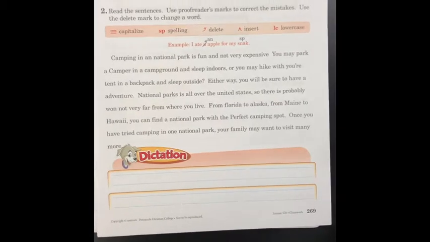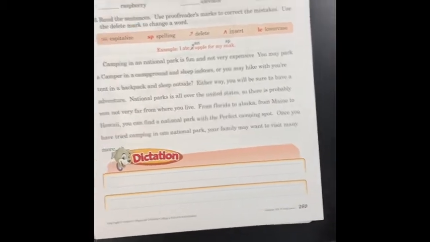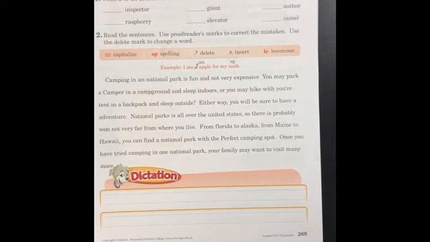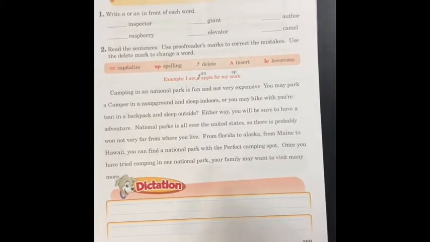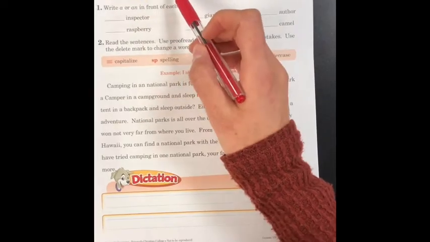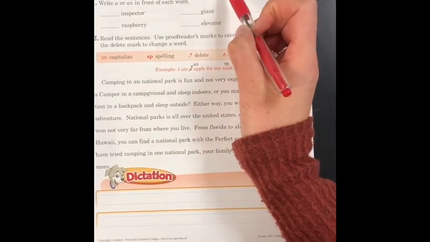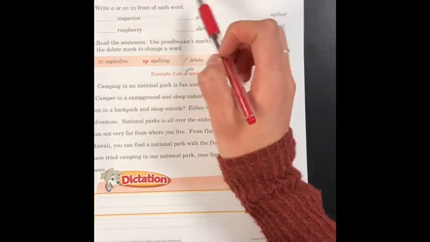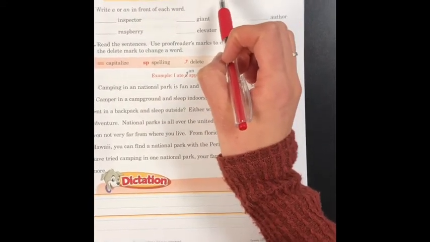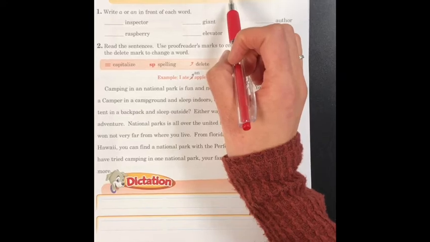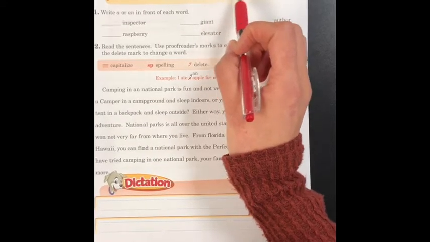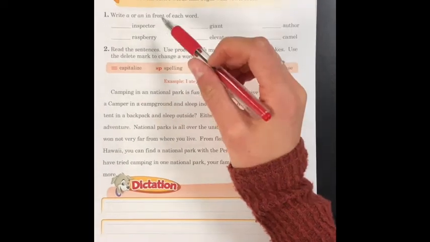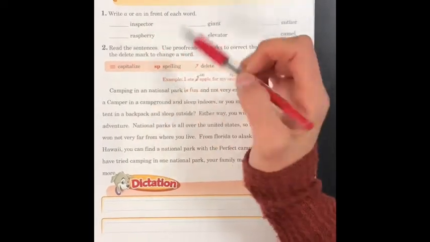All right, so today we're going to learn about how to use a versus an. All right, so you use a before nouns that begin with consonants. Okay, you use an before words that begin with vowel sounds. So vowel sounds, A, E, I, O, U, right? Consonant sounds are everything else. All right, so let's do some practice.